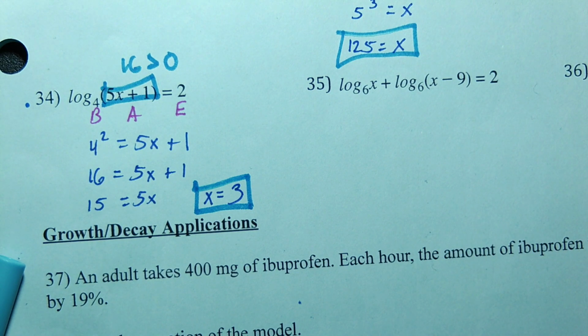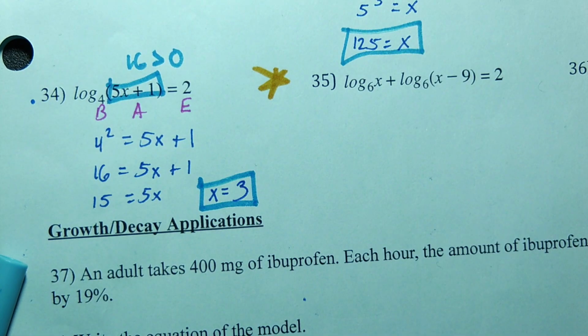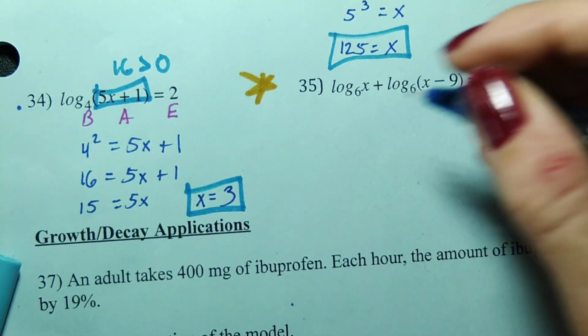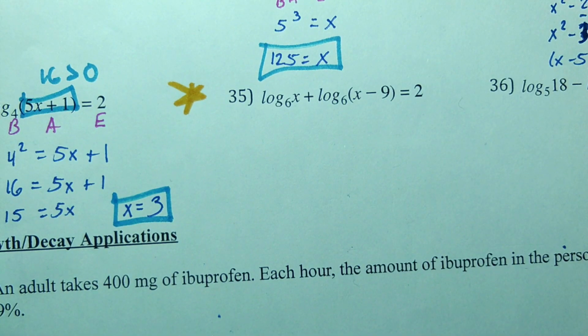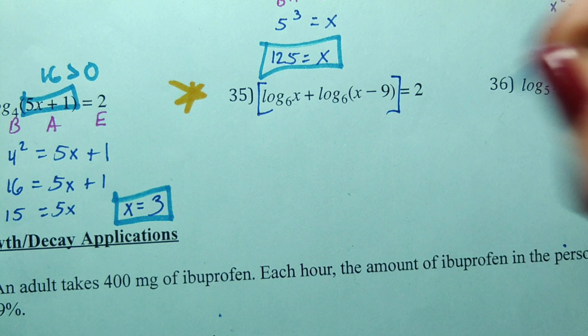Number 35. Put a star by this one, because I'm going to show you a critical error that sometimes happens with this. I have 2 logs, but they are not on the same side. Can I just cross off those logs with each other? Unfortunately, no. When the 2 logs are on the same side, we condense them.